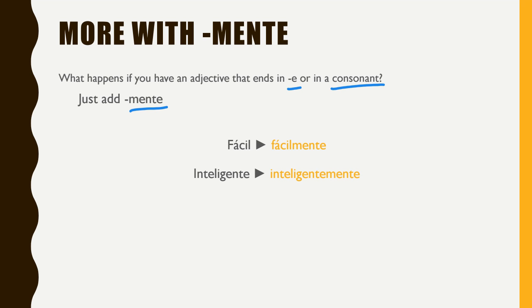For example, fácil. Fácil means easy and it ends in an L. So you're just going to add mente to the end, which becomes fácilmente, easily. Inteligente, intelligent, it ends in an E. So you're just going to add mente to the end, which becomes inteligentemente, which would be the adverb intelligently.